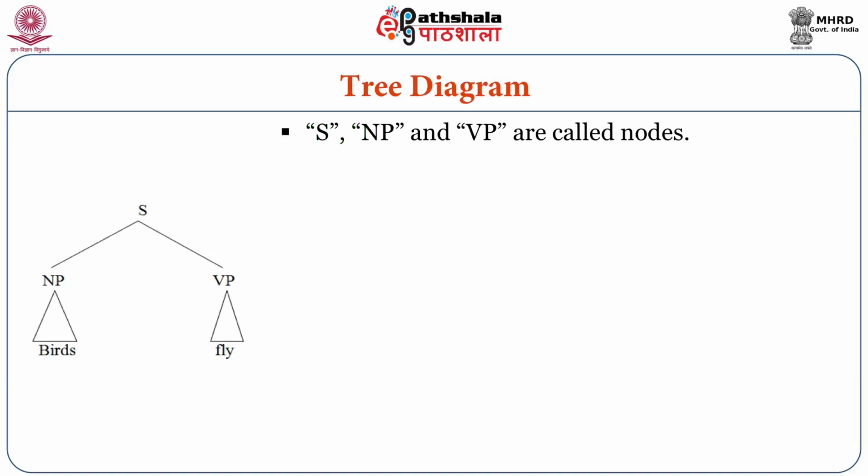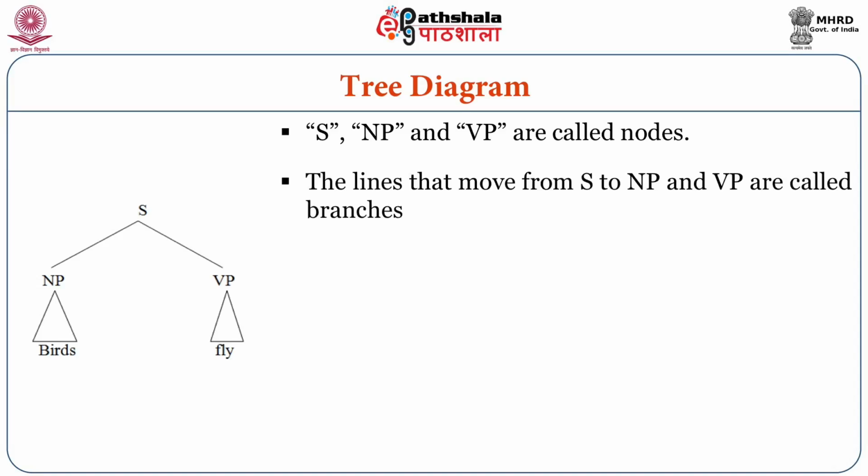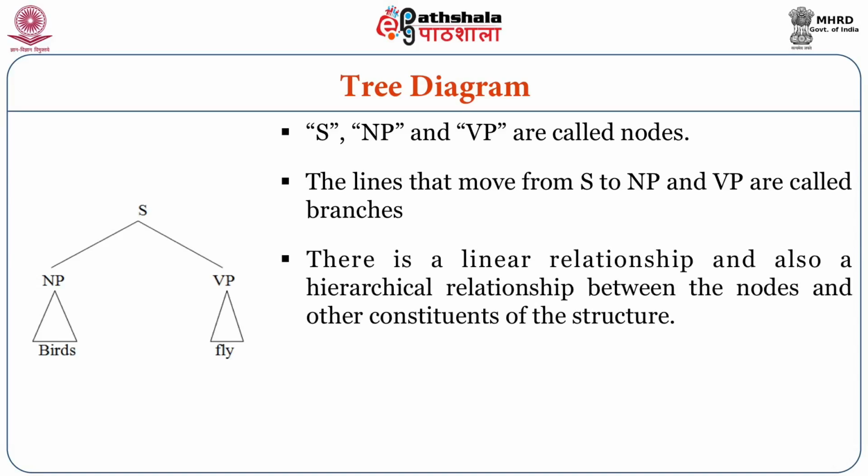Now see the tree diagram. That was one way of expression, and this is another way of expressing and explaining. At the top you have written S, that shows the sentence. There are two legs NP and VP, they are called nodes over here. The lines that move from sentence to noun phrase and verb phrase are called branches. There is a linear relationship and also a hierarchical relationship between the nodes and other constituents of the structure. Birds over here is noun phrase and fly again is the verb phrase.